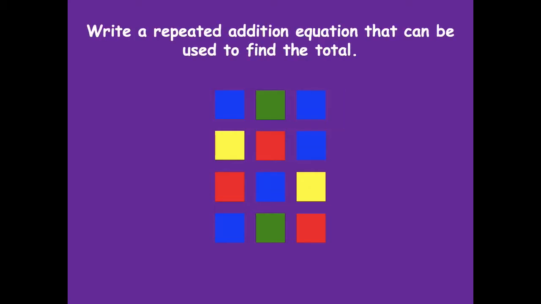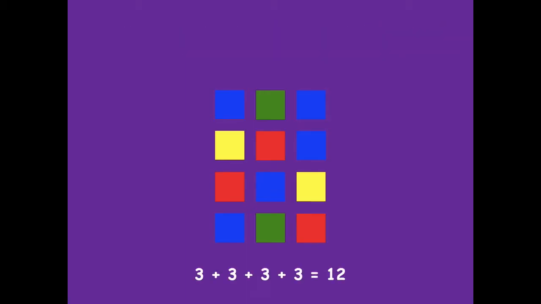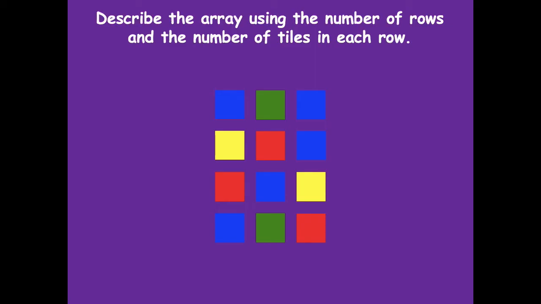Write a repeated addition equation that can be used to find the total. All right, so we have 3 plus 3 plus 3 plus 3 equals 12 because there's 4 rows with 3 in each row. Describe the array using the number of rows and the number of tiles in each row. We could say it as 4 rows of 3 tiles.